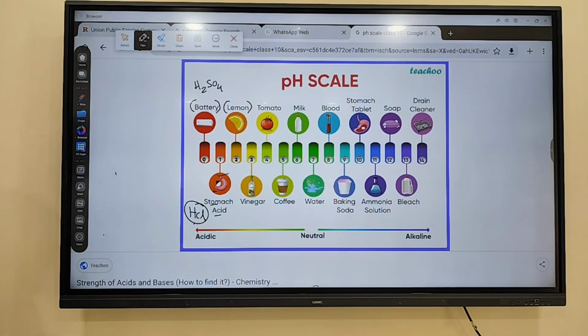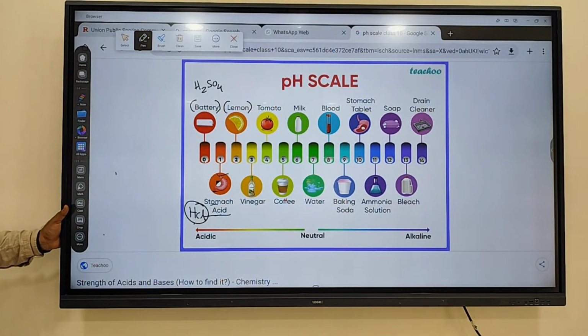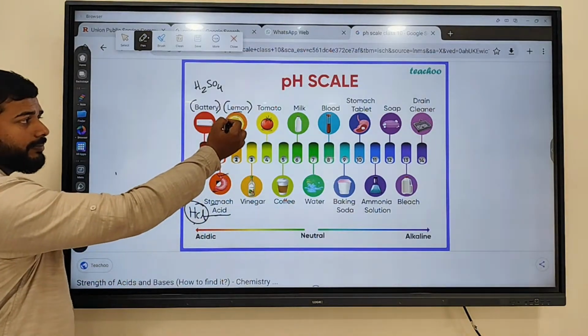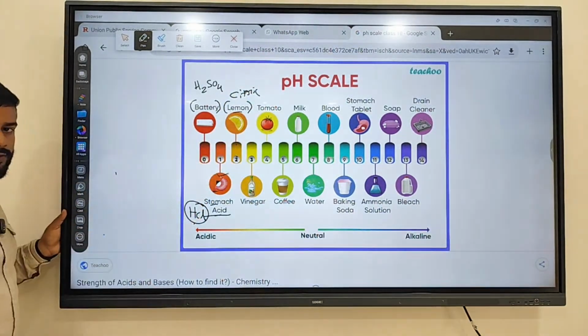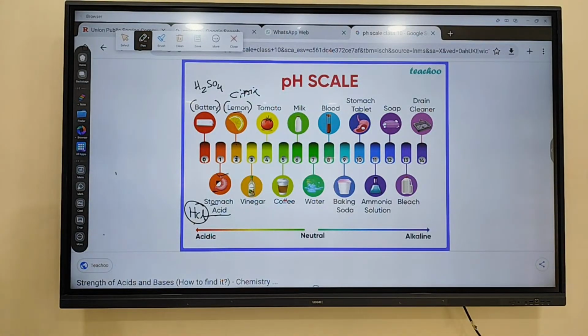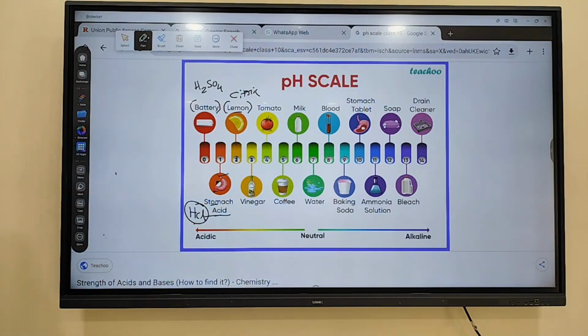That's it. Then stomach acid is HCl, hydrochloric acid. Then lemon, which acid? Citric acid, around 2 pH value. What happens if you apply lemon juice to your hand? A little burning sensation will be there. If you apply it to a black cloth, the color will fade out lightly, right? Due to acidic action.